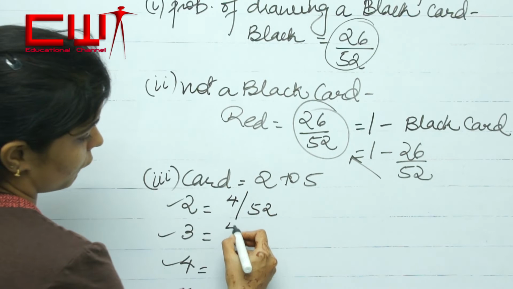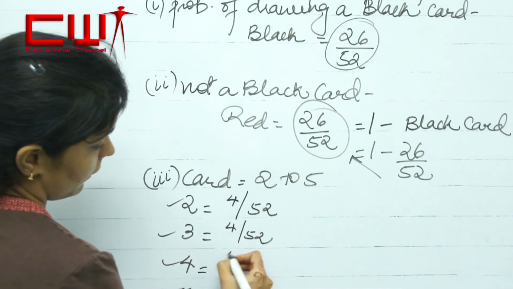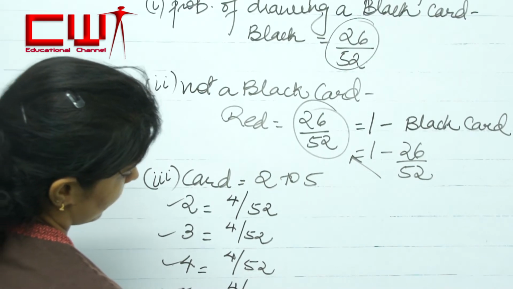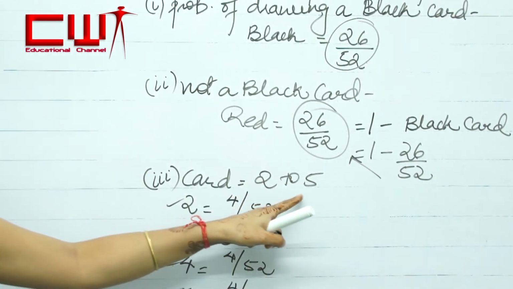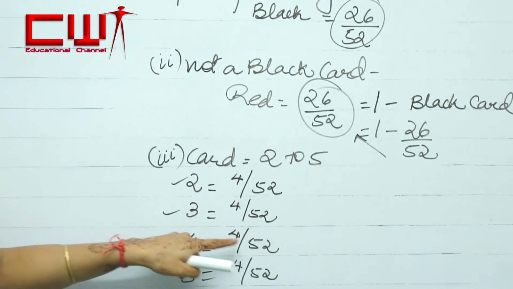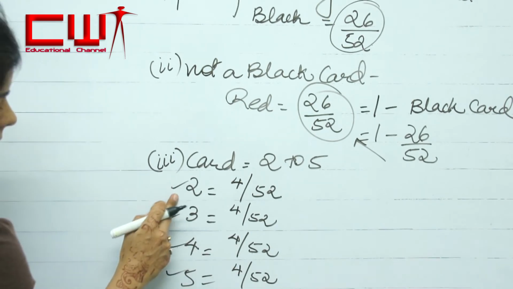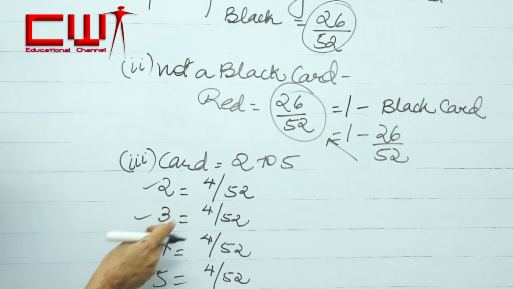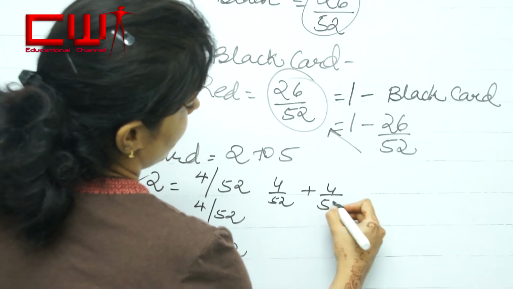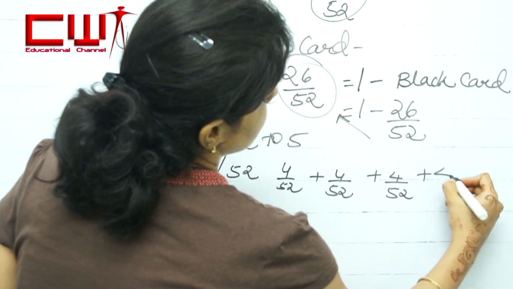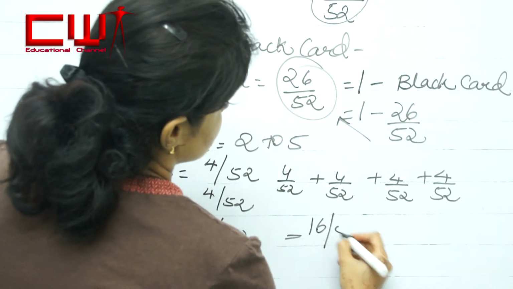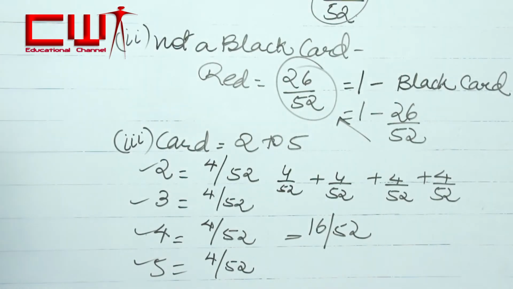How many 3 number cards? Again 4. 4 by 52. And for 5, again you have 4 by 52. So cards which have numbers from 2 to 5, you have 2, 3, 4 and 5: 4 by 52 each. So either you will get 2 or 3 or 4 or 5. When you have or, what do you do? Add 4 by 52 plus 4 by 52 plus 4 by 52 plus 4 by 52. So this will be 4 and 4, 8, 8 and 4, 12 and 4, 16. 16 by 52. You can solve it further, right? You will get 4 by 13.